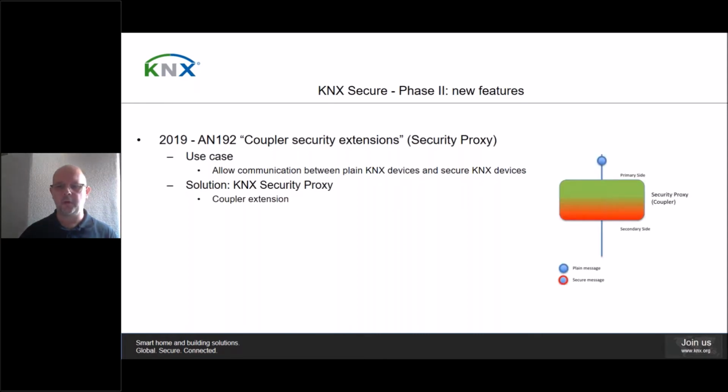The KNX Security Proxy is a coupler extension. This is an extension that can be added to the coupler by the manufacturer. It makes no sense that the plain and the secure communication is on the same subnetwork, so the coupler is the logical place where to do such translation. This can be in the TP1 coupler, the TP1 RF media coupler, or in the KNX IP router. The security proxy works bidirectional. It translates between plain and secure multicast group communication in both directions and transparently.